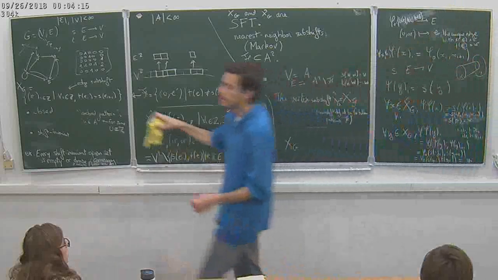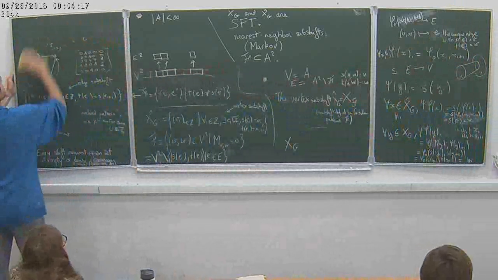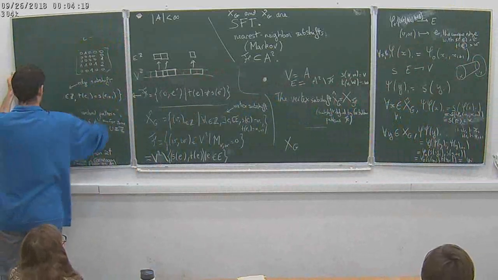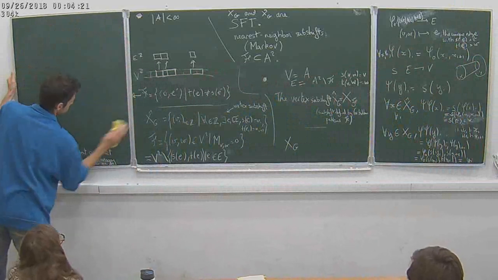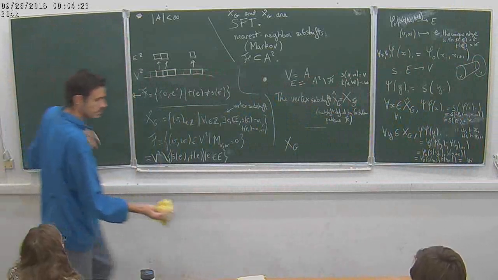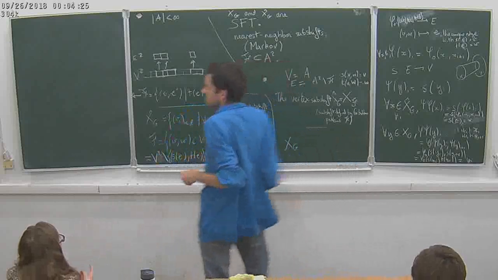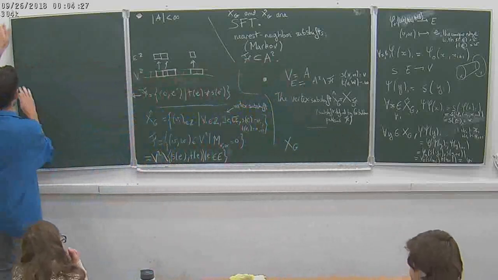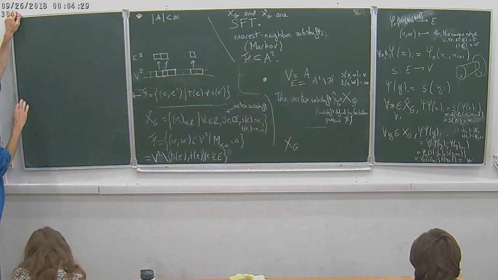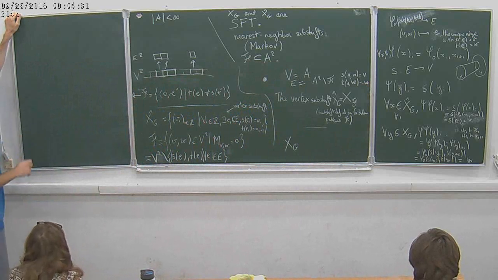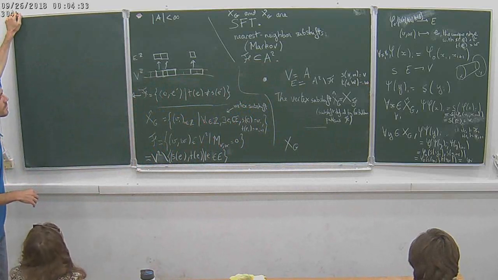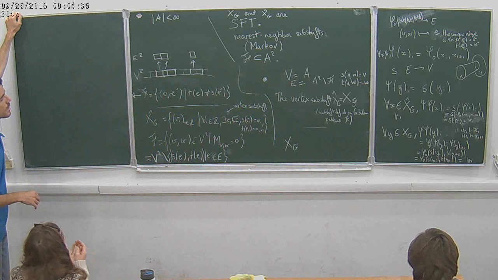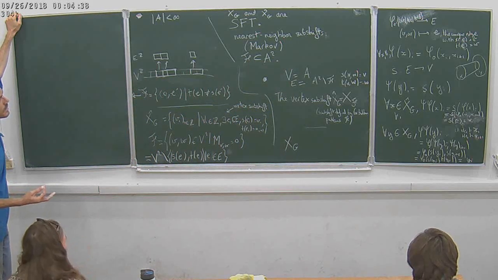Is it clear? Questions? It was an impossible exercise. Sorry? Impossible exercise. What? You asked about nearest neighbor subshifts, this is not. No, but that's what it is.